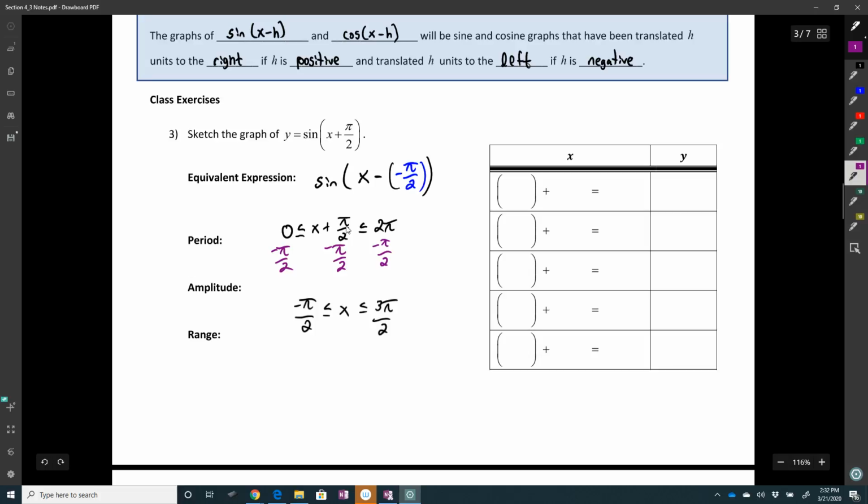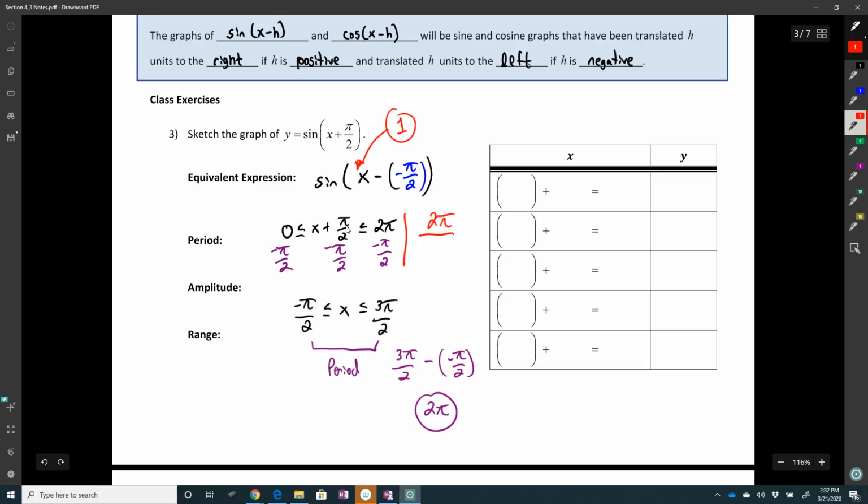So the period is just the distance between the two. So the distance between these two is 3 pi over 2 minus negative pi over 2. And notice that when you add those together, you're just going to get 2 pi. Now the shortcut for that is to notice that the number in front of x is a 1. And so the shortcut is just 2 pi over the number in front of x, which is 2 pi.